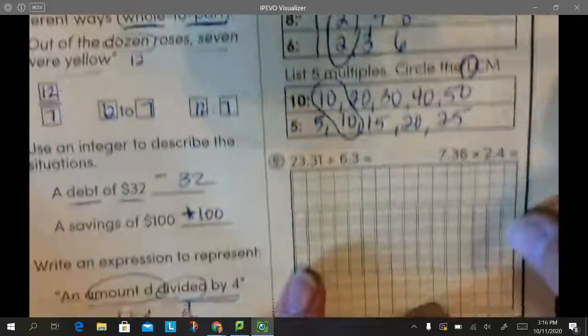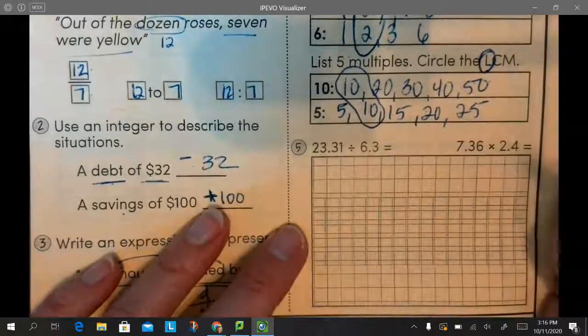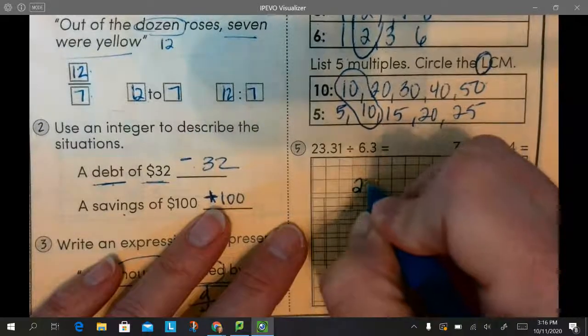All right, number 5. Number 5 says 23.31 divided by 6.3. So go ahead and write this out like you would.